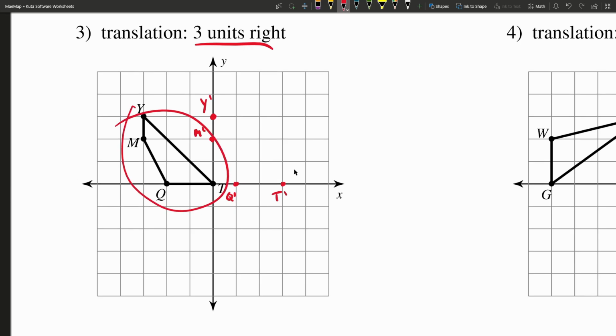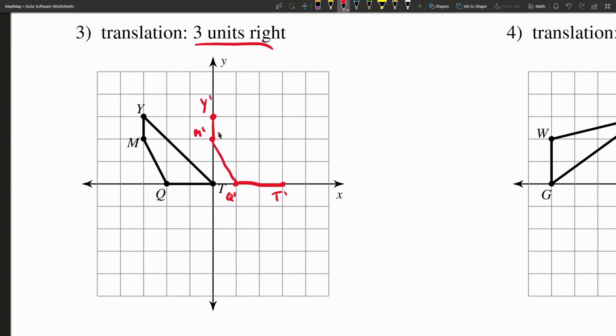Now, just as in that original figure, we're going to connect our vertices together to form the same quadrilateral, just shifted to the right a bit. So y to m, we're going to connect y prime to m prime. M to q, m prime is going to be connected to q prime. Q to t, q prime is going to be connected to t prime.